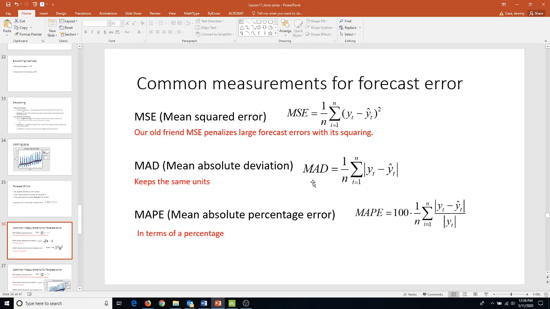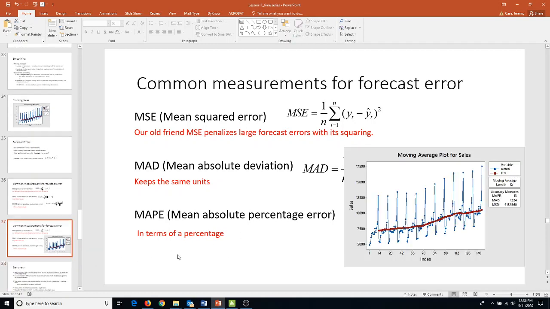And then the MAPE, the mean absolute percentage error: you take the forecast error and divide by the observed value, and you average that out after you sum them all up and multiply by 100, and that gives you a percentage. So those are the common measurements.